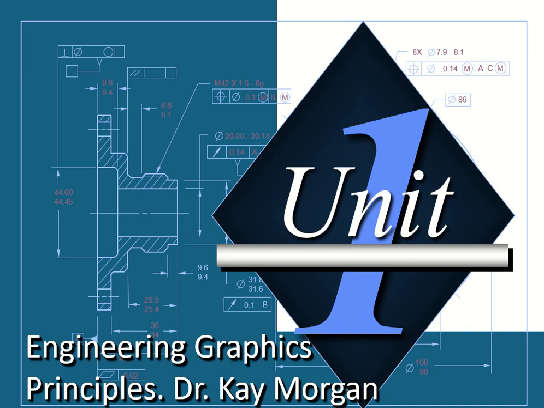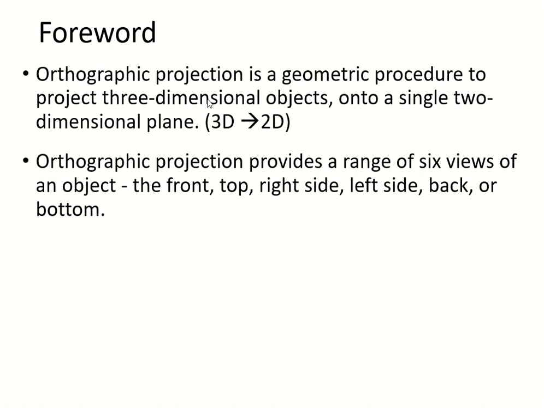Okay, so we'll get into engineering graphics principles, unit 1. Unit 1 is all about the orthographic projections. In short, we call it ortho projection. We'll do nothing but project three-dimensional objects onto a two-dimensional plane.